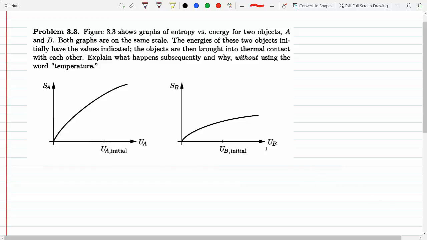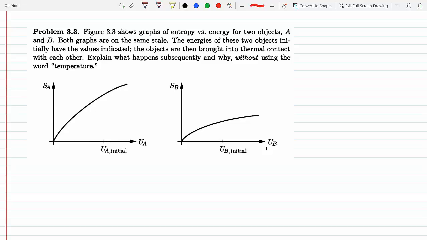Figure 3-3 below shows the graphs of entropy versus energy for two objects, A and B. On the same scale, energies of these two objects initially have the values indicated. The objects are then brought into thermal contact with each other. Explain what happens subsequently and why without referring to temperature.